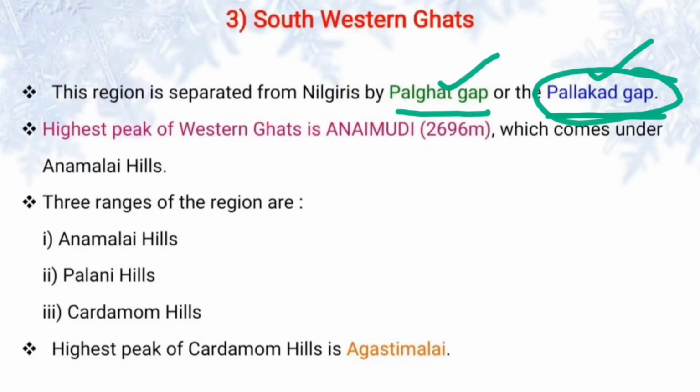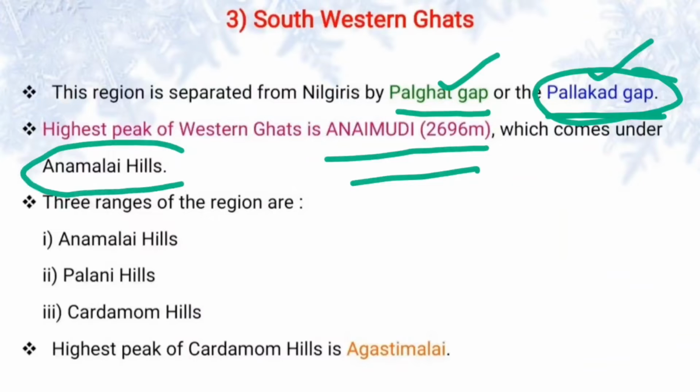Now the highest peak of the total Western Ghats. You read about the highest peak of the Northwestern Ghats, the Middle Western Ghats, and also of the Nilgiris, but this is the highest peak of the Southwestern Ghats and also the highest peak of the total Western Ghats, and this is called Anamudi. If you can, remember the height of this mountain. It is around 2696 meters.